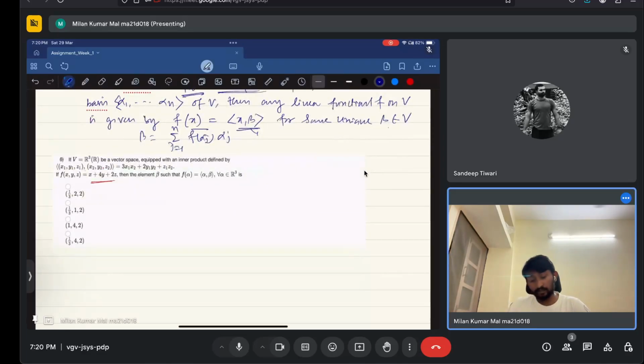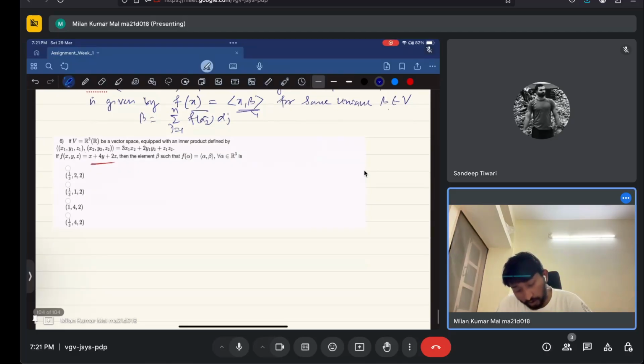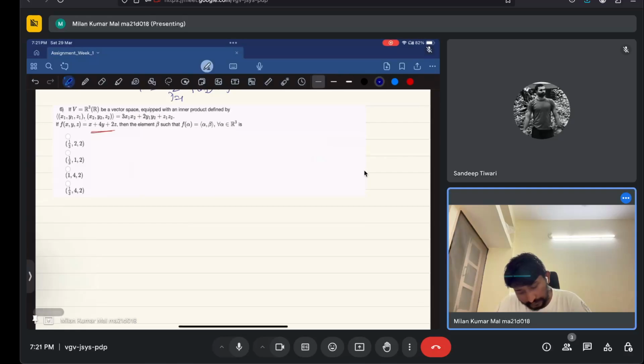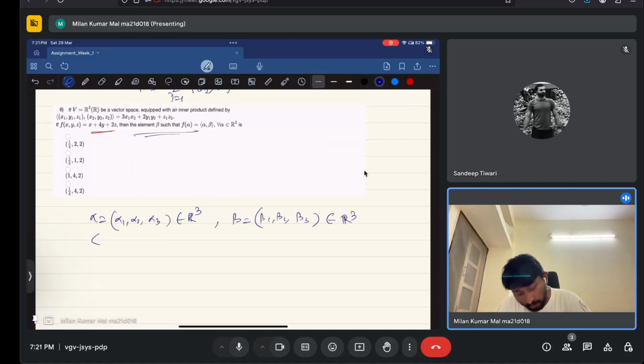Okay, so what it says: let V be the R3 vector space equipped with the inner product given this way. So let's write alpha equals alpha 1, alpha 2, alpha 3. This is a vector, sorry, this is not an orthonormal basis. And beta equals beta 1, beta 2, beta 3. That is again a vector in R3. So the inner product we know, this is also given. So f of alpha is equal to the inner product of alpha with beta.